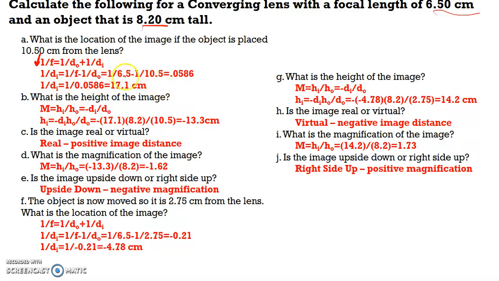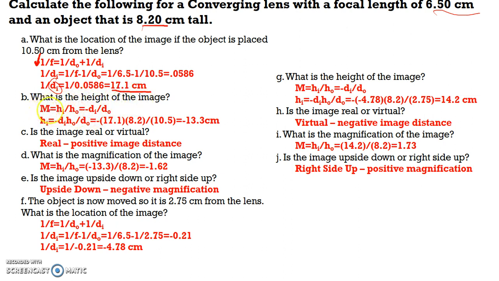We plug in what we know, so 1 divided by 6.5 minus 1 divided by 10.5, and we should get 0.0586. We plug that in with the distance of the image, and we should get 17.1 centimeters. Now it's asking for what is the height of the image.